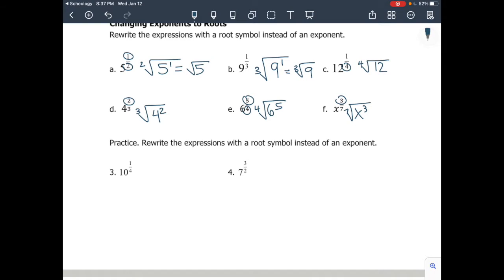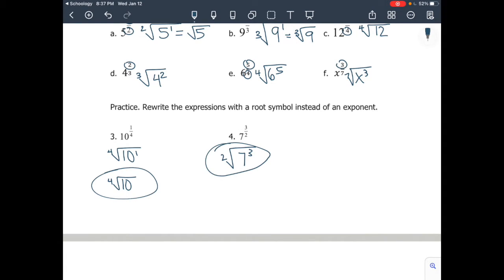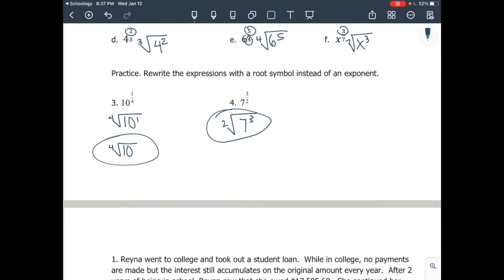Now you try 3 and 4. Make sure you're checking your answers.